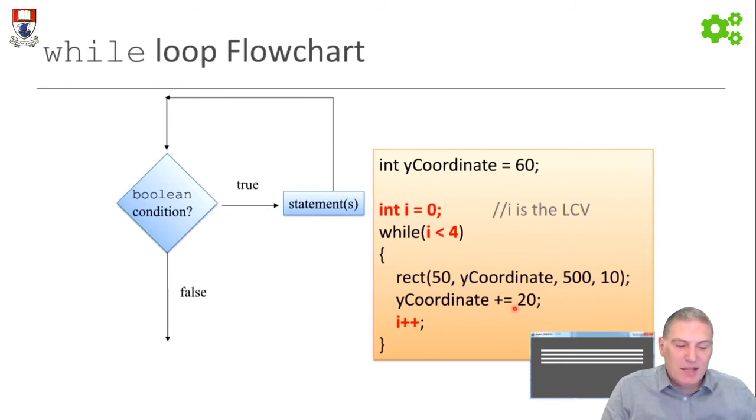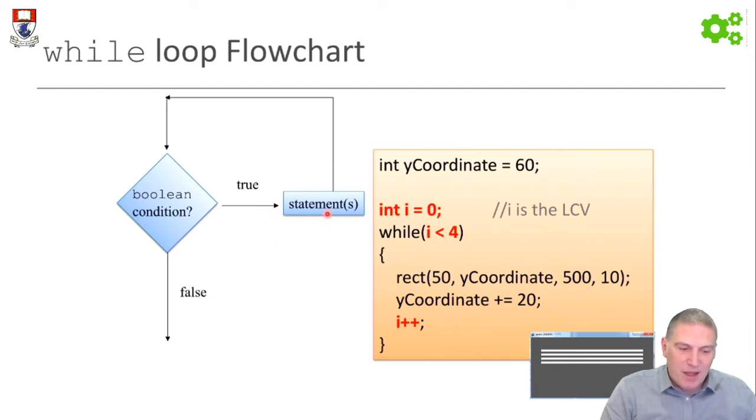Then we update the y coordinate and we increment I. So the y coordinate is now 60 plus 20 is 80. And that was after we drew the first rectangle. Draw the second one, it becomes 100. And I is now 2.